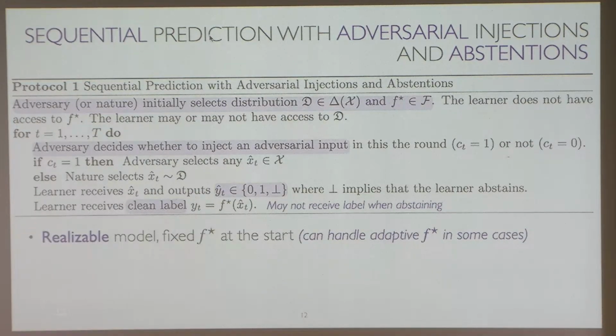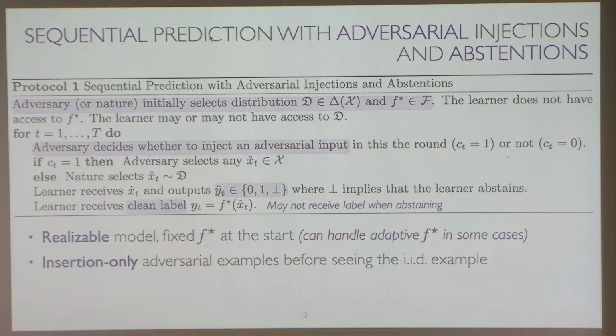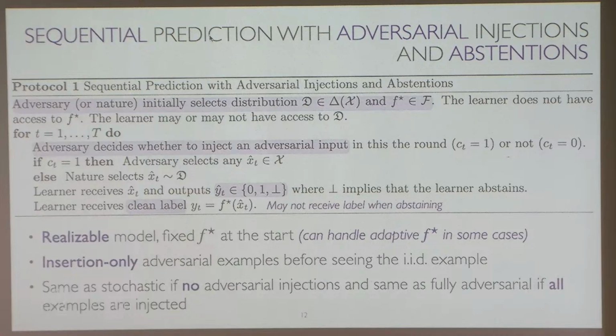Then assume a realizable model. There's a fixed f star at the start. You could imagine that you could adaptively change f star, as long as it's consistent with everything that's been seen before. We can sometimes handle that, not always. And it's insertion only, which means the adversarial examples are inserted before seeing the IID examples. And now this is the same as stochastic if there were no adversarial injections, and it is the same as fully adversarial if all examples were injected. So right now I've not said anything. This is just capturing the entire spectrum of the two.